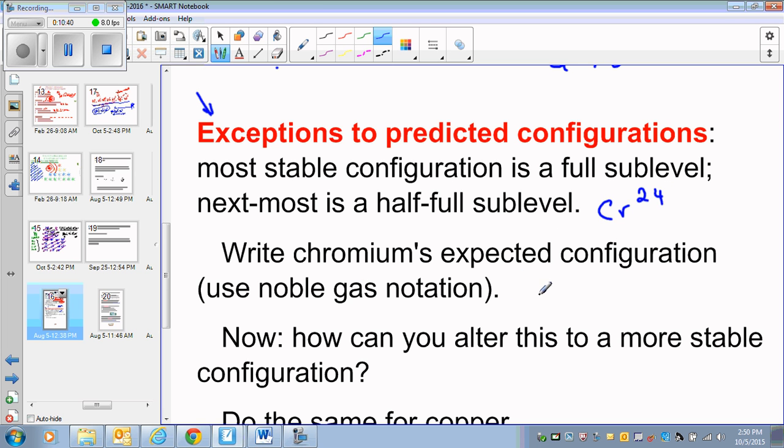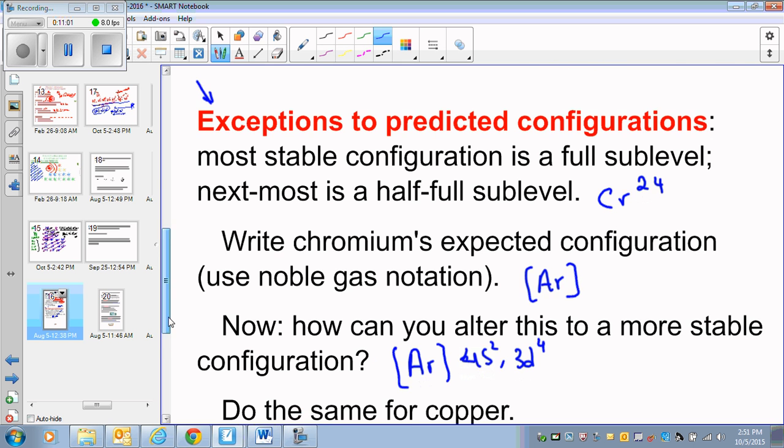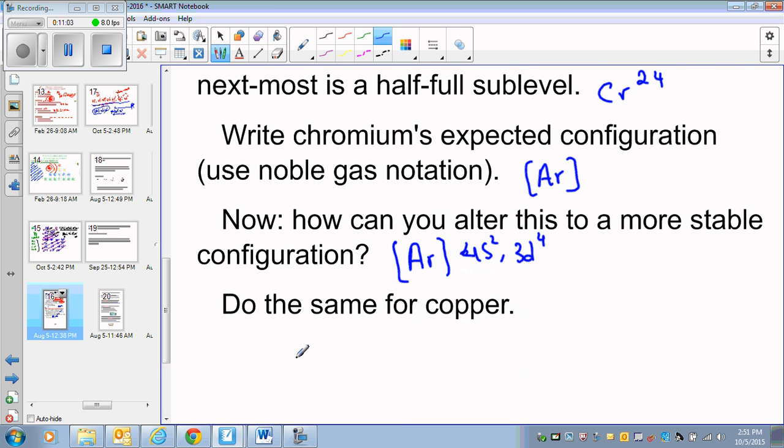So if I do the noble gas configuration for chromium, the element sitting above chromium is argon. So that replaces 18 electrons. Let me write it here. Argon, that's 18 electrons. Then I have 4s2, and then I have 3d4. That makes it 24 electrons. For copper, I can do argon 4s2, 3d9.